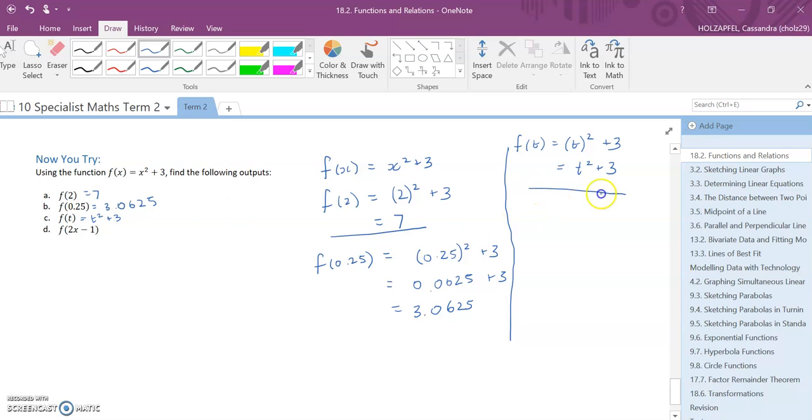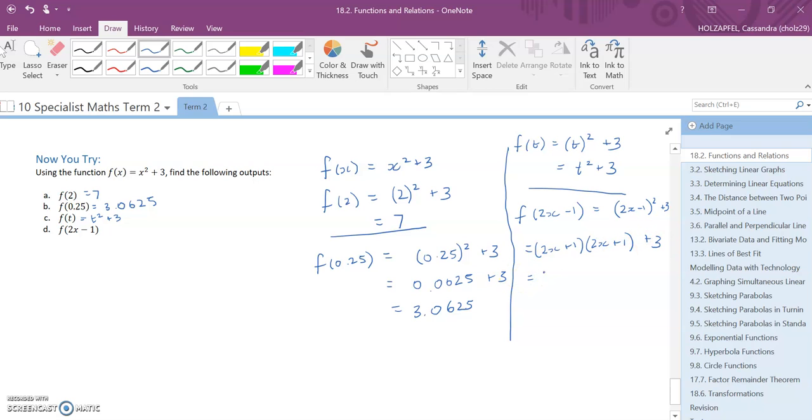All right, and our last one. This one we're going to put in 2x minus 1, so all of this goes in brackets. So f of 2x take 1 is going to be equal to brackets 2x take 1 squared plus 3. Didn't give myself enough space there, did I? Now, 2x minus 1 squared, we can expand this using the distributive law. If you need to, you can write the double brackets: 2x minus 1, 2x minus 1, plus 3.